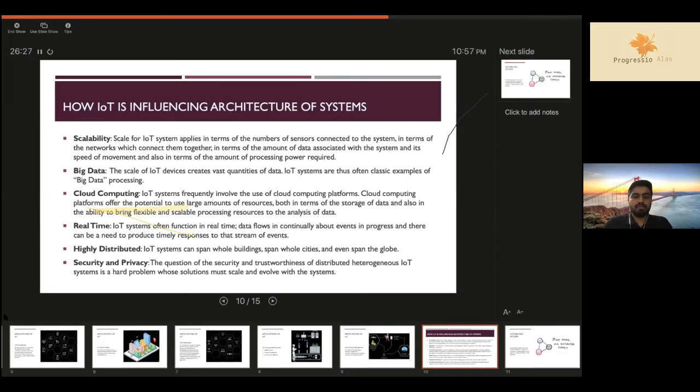Then security and privacy. This is another important topic worth mentioning. The IoT systems and IoT domain need really good security and privacy. And so the backend services, the backend systems that are supporting the Internet of Things, have to be equally secure and have privacy rules running on them.